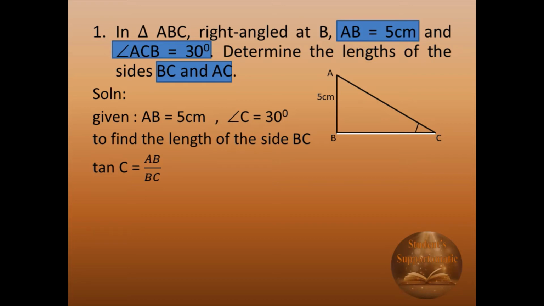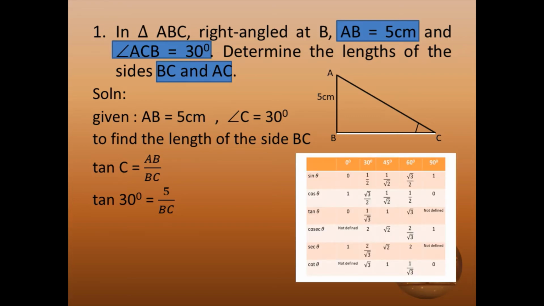AB is the opposite side and BC is the adjacent side, and we know the value of AB, and we know the value of C, so we'll substitute the value of C. That becomes tan 30 degree. So tan 30 is equal to 5 by BC. 5 is what? The AB value, 5 by BC. Now what is the tan 30 value? Remember this table. So here we select the tan 30 value, that is 1 by root 3. So we'll substitute 1 by root 3 in place of tan 30 degree. So 1 by root 3 is equal to 5 by BC.